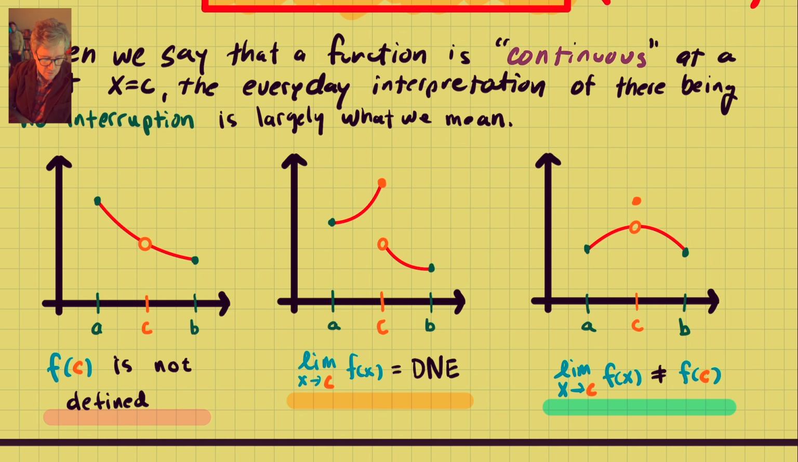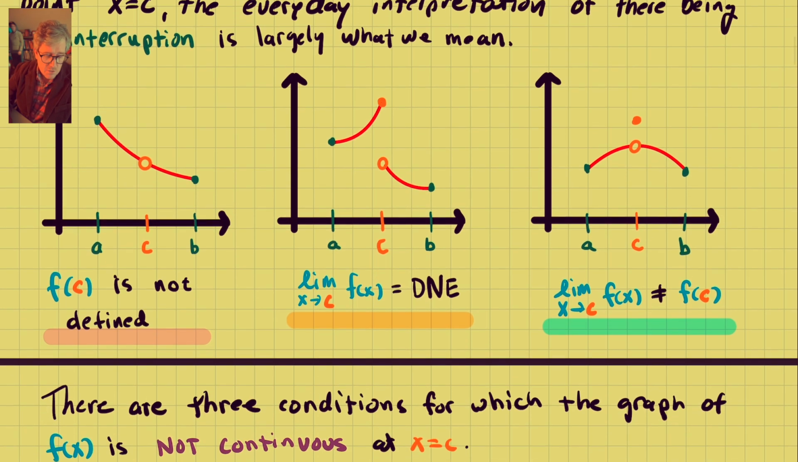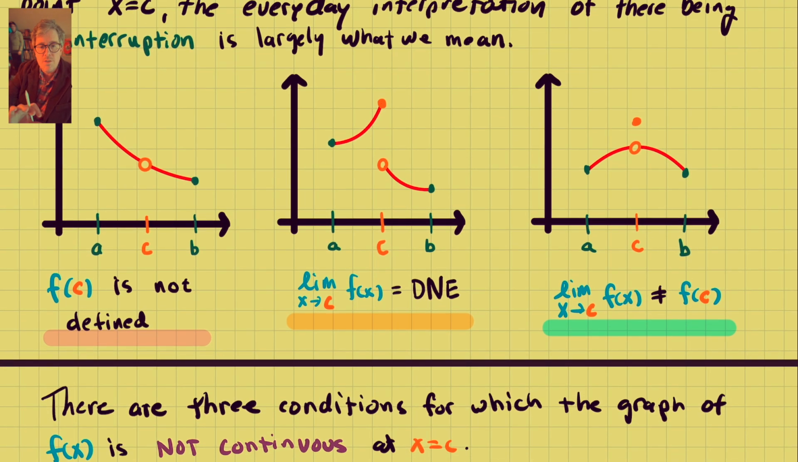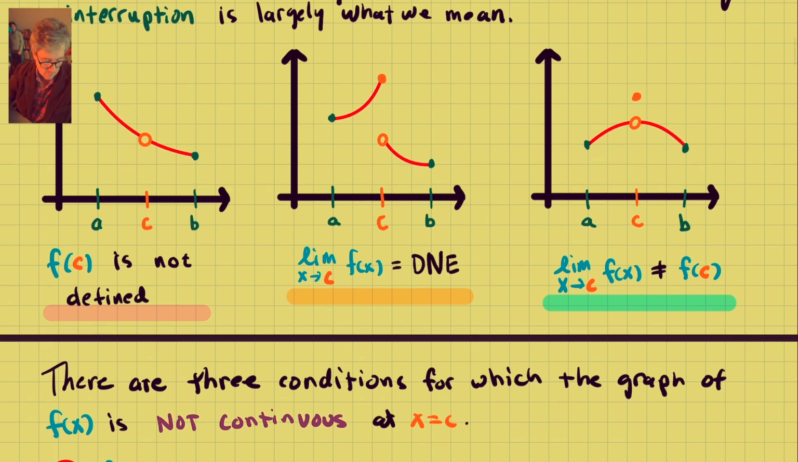So in each of these three cases, we have a hole, we have a strange gap, and we have another hole. Here, f is not defined at c. Here, f is defined at c, but the limit doesn't exist. And here, f is defined at c, but the limit is not equal to the function's value at c. So these are the three conditions that can cause a function to not be continuous.